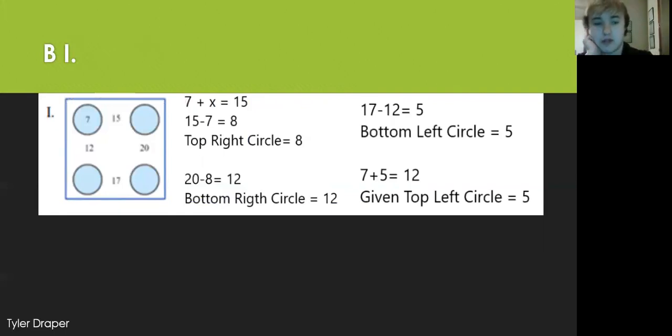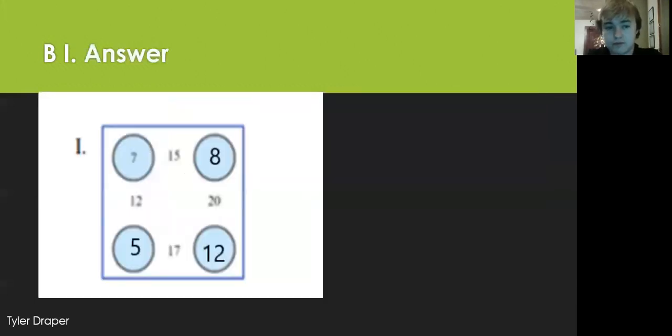Okay, so we know that 12 is our bottom left circle. Correct? Okay. Sorry, I was wrong. 5 is our bottom left circle. So therefore, 5 plus our given 7 should equal the middle number, and that's 12. Does 5 plus 7 equal 12? Good, it does. So that means we're correct and that we've successfully done this problem. And we see 7 plus 8 equals 15, 8 plus 12 equals 20, 12 plus 5 equals 17, and 5 plus 7 equals 12. Good job. We've done our first one.